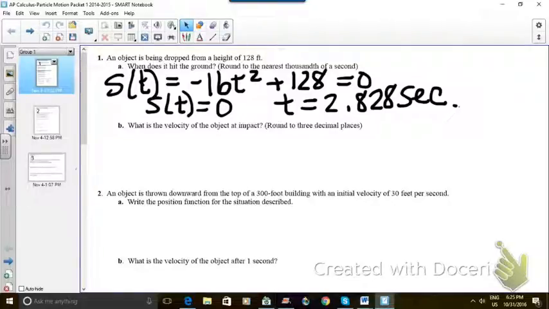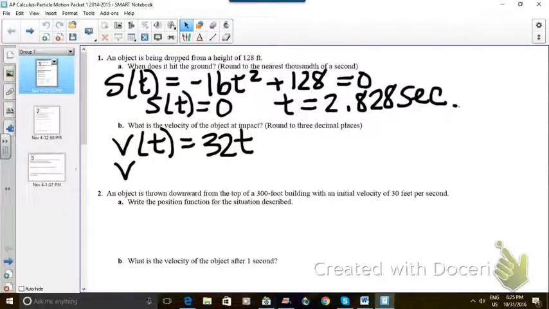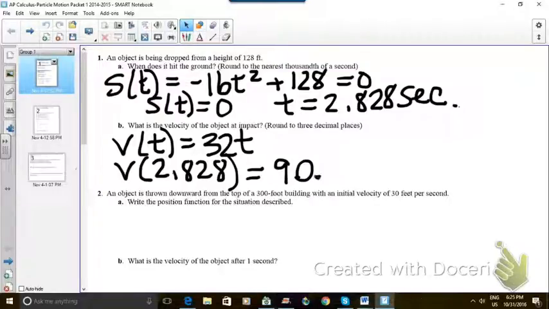What is the velocity of the object at impact? Round to the nearest 3 decimal places. v of t equals negative 32t. Plug in our value from above, and we get approximately 90.510 feet per second.